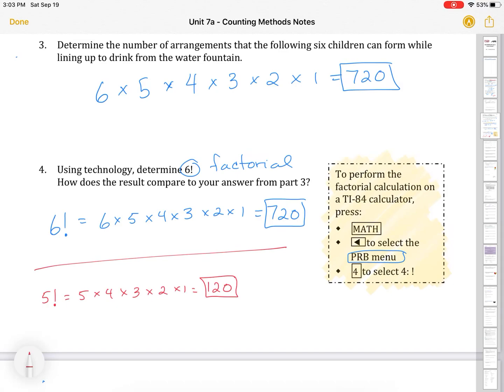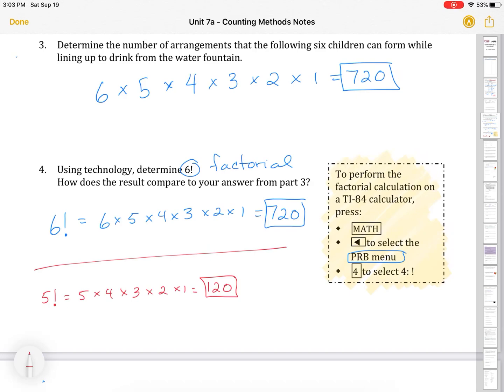Okay, now if it's got 5 times 4 times 3 times 2 times 1, you get 120. But imagine if you wanted to figure out 100 factorial. You do not want to be punching all those numbers in your calculator. However, you can use your calculator and you push the math button and then you choose PRB and 4 and you can get that number and it's too big. So let's not do 100 factorial. Let's just do 14 factorial.